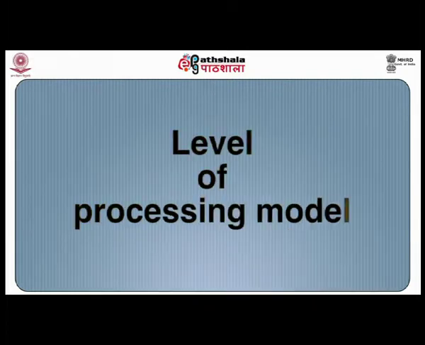Keeping this interest in mind, many theories have been formulated to explain how the incoming information is processed so that it can be used in usable form in future. This module also focuses on different theories that try to explain this view. The level of processing model is the one we are going to discuss in the current phase.